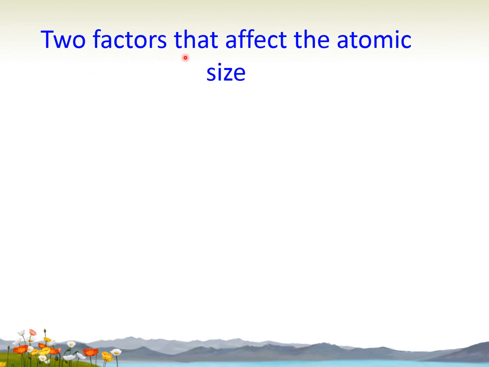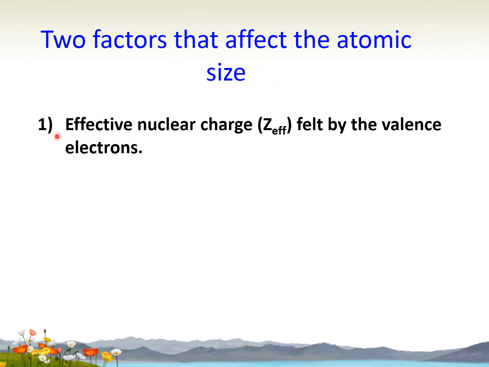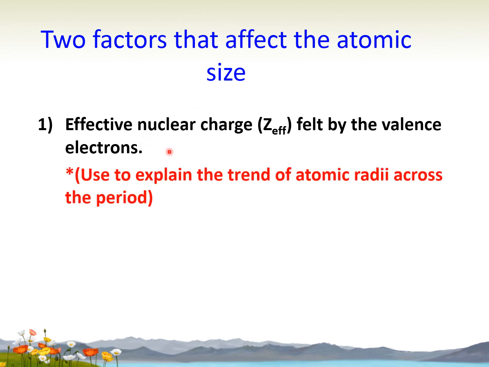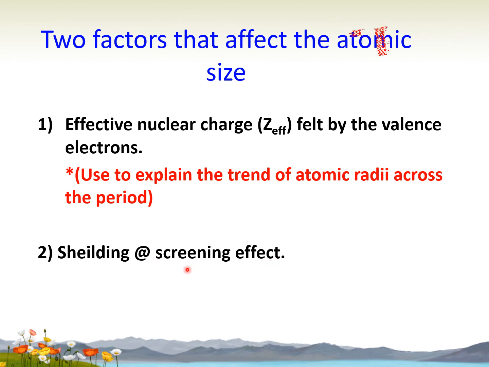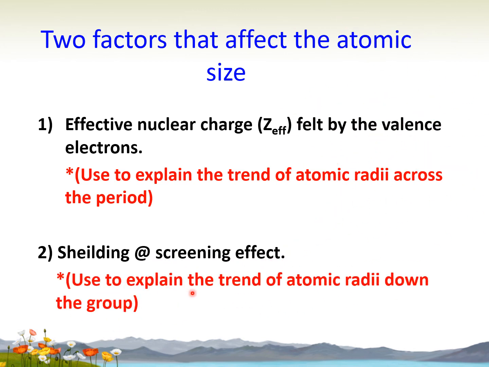Two factors affect the atomic size or atomic radii. Number one, the effective nuclear charge or Zeff, felt by the valence electron, meaning the outermost electron. This Zeff is used to explain the trend of atomic radii across the period. While number two, the shielding or screening effect, is used to explain the trend of atomic radii going down the group.